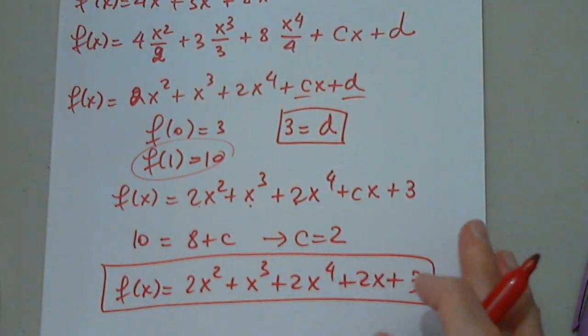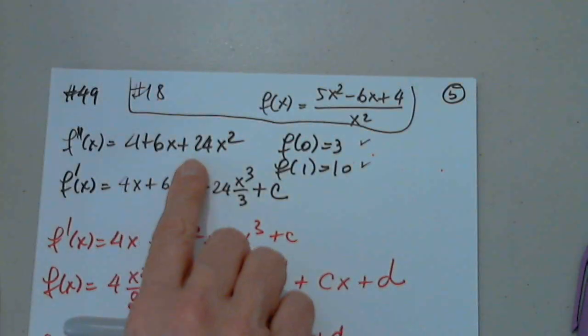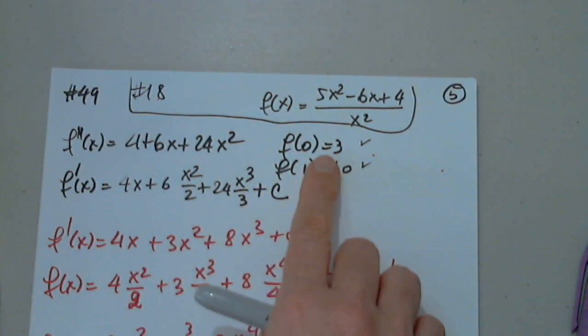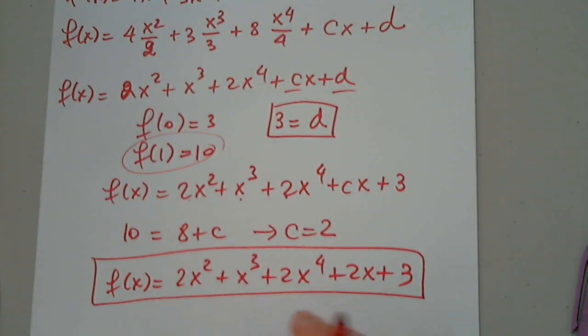There is no other function whose second derivative is this and fulfills the given conditions. This is the only one. We cannot find another. This is it. Any questions on this? Any questions?